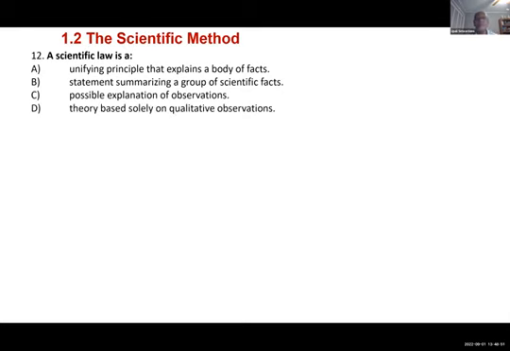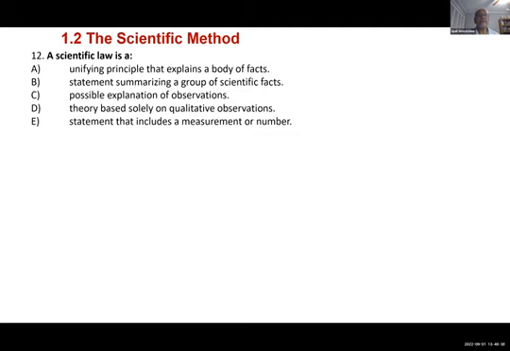Theory based on qualitative observations. What is a scientific law? It's a summary of a group. Is it D? No, there's no E here. A statement that includes the measurement of a number. That's measurement. That's data.